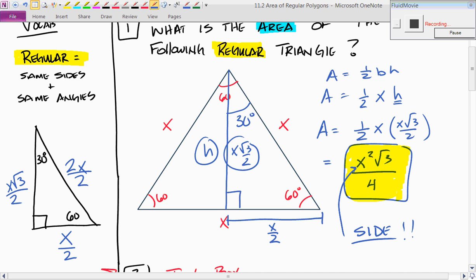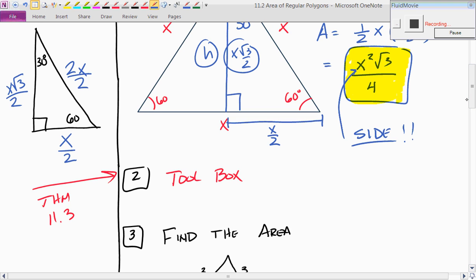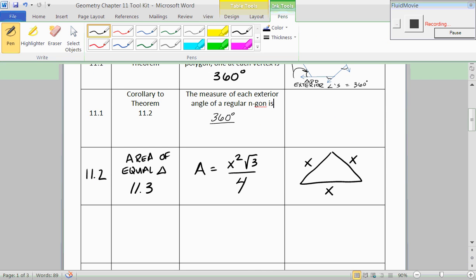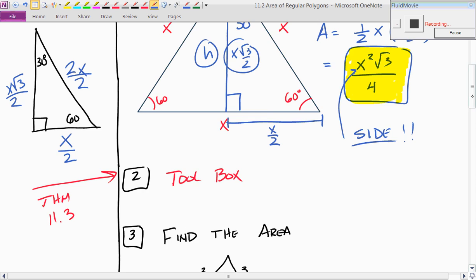Okay. So we're going to put that part onto our toolkit. So box number 2, the second thing, is putting it onto our toolkit. And it looks like this. So we don't need to know the height anymore for finding the area of an equilateral triangle. All we need to know is the length of the side. And we're going to practice that right now. So we're going to go back over here. Let's do the third box.